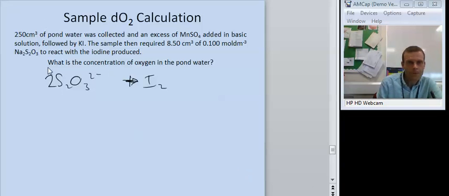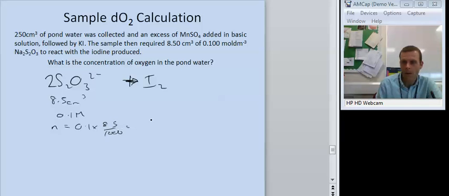So, taking these numbers then that we've got 8.5 centimeters cubed, and we've got 0.1 molar. Our number of moles of that is going to be concentration times volume, which is 8.5 times 10 to the minus 4. 2 to 1 ratio, which means my iodine is going to be 4.25 times 10 to the minus 4.